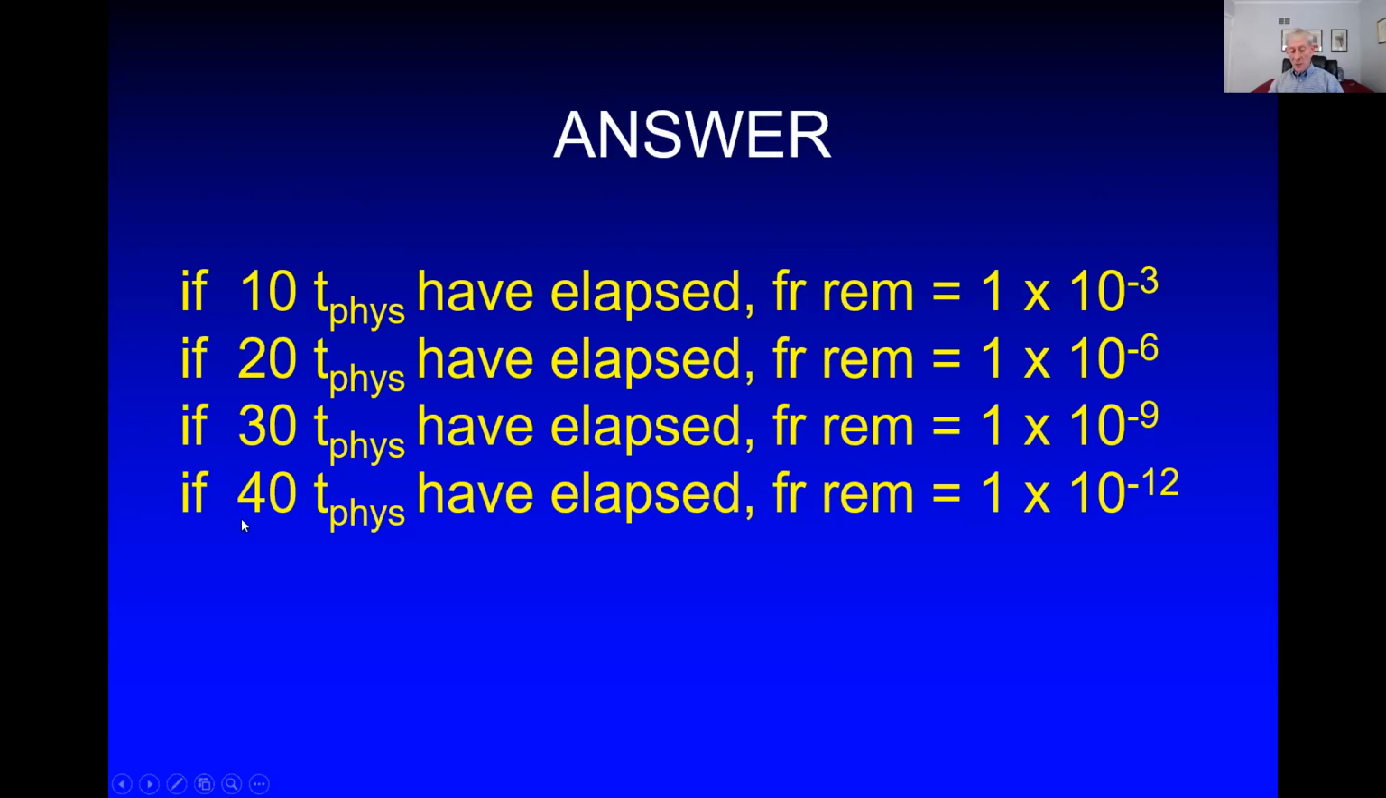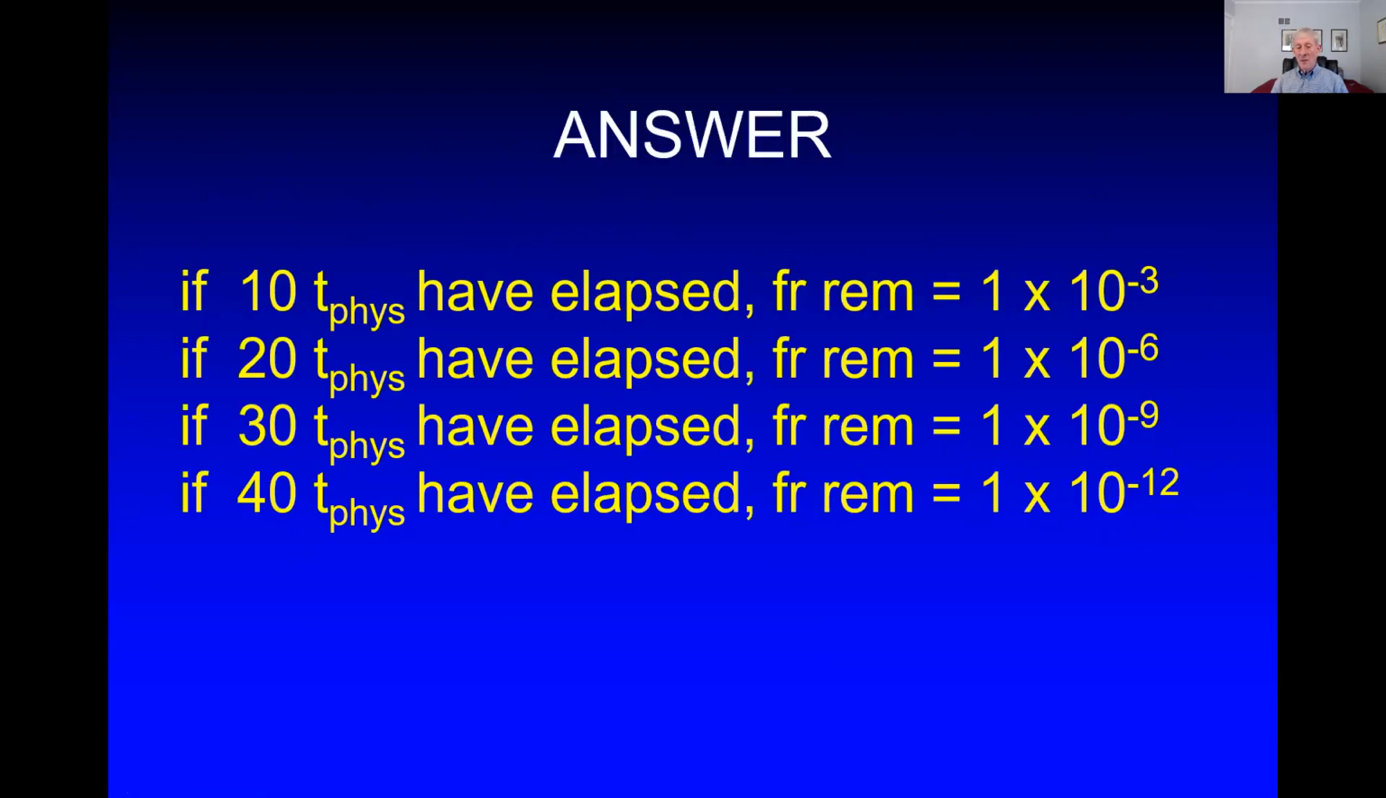Now, if you were to do this on your calculator and punch in 0.5 to the power of 40, you would not get exactly this number. You get a number a little bit smaller than that, but I think you get the point. Every 10 half-lives cuts it by a factor of 1,000 again. So we're going from 1,000th to a millionth to a billionth to a trillionth.